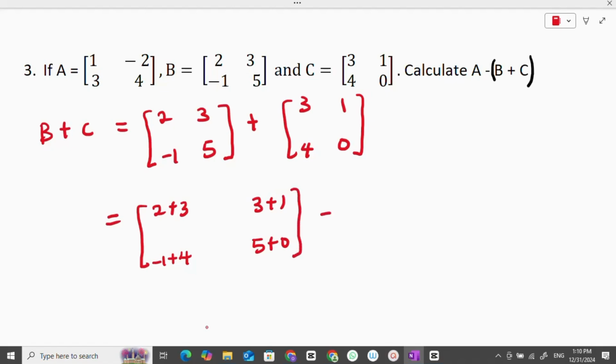And adding this up, we're going to have 2 plus 3 is 5, 3 plus 1 is 4, minus 1 plus 4 is going to give us 3, and 5 plus 0 is going to give us 5. So this is the value for B plus C.